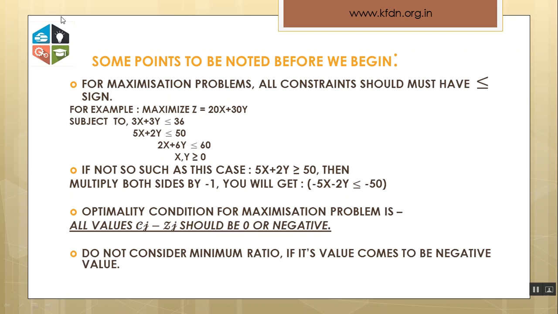For example, maximize z is equal to 20x plus 30y, subject to constraints 3x plus 3y less than or equal to 36, 5x plus 2y less than or equal to 50, 2x plus 6y less than or equal to 60, and x, y greater than or equal to 0. x, y greater than or equal to 0 signifies the non-negativity constraint, which means x and y cannot be 0. Sorry, can be 0 but cannot be negative.